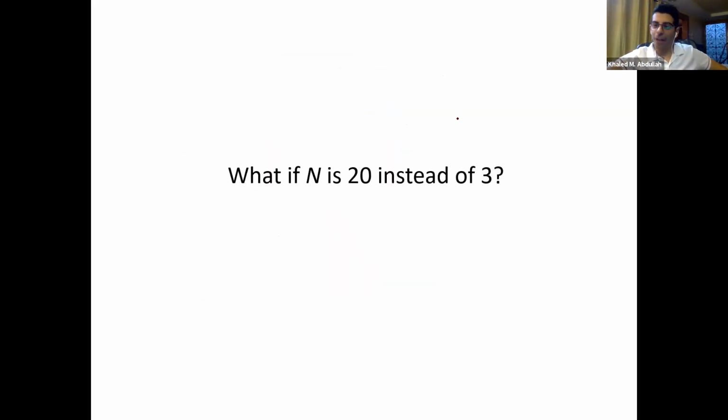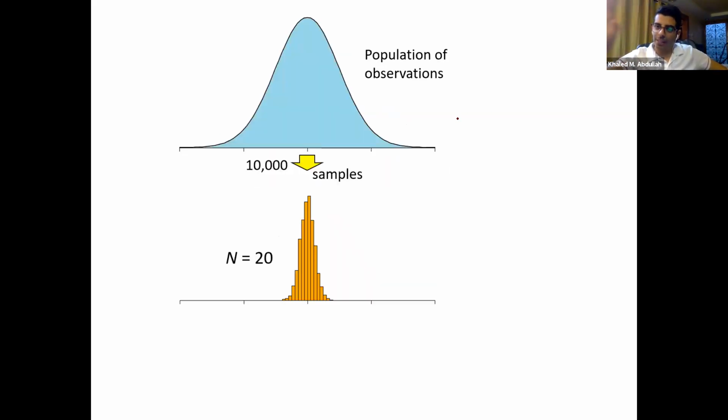So look, what if n was 20? You take 20 and get their mean. You take 20 and take their mean. It gets even narrower. So now they needed a way to highlight this. How can we relate a decreasing variability with an increase in sample size?